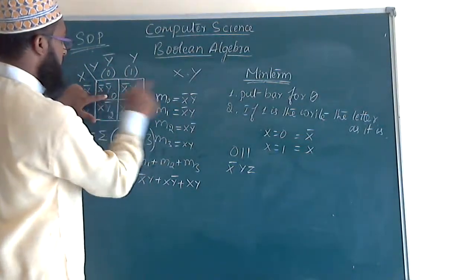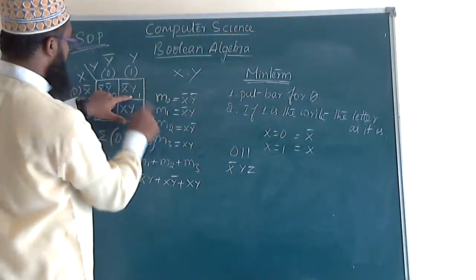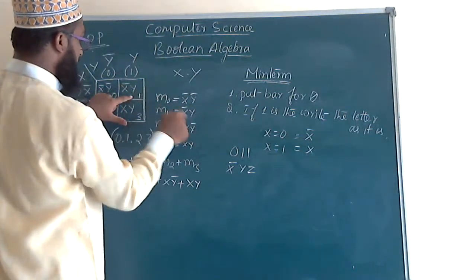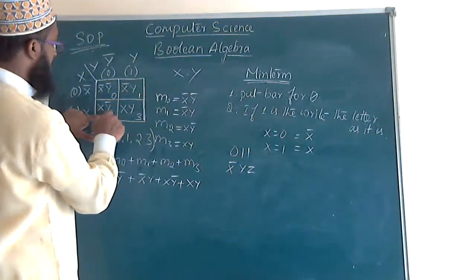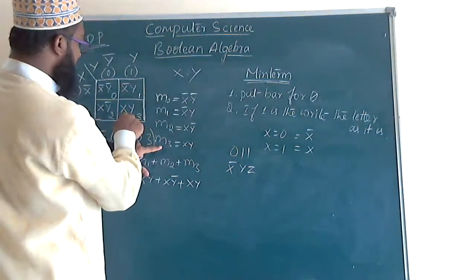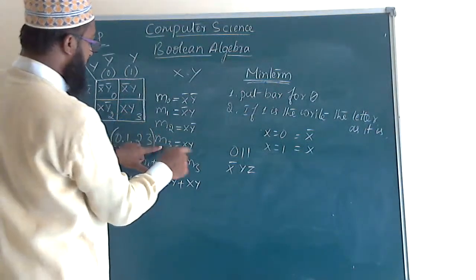M0 is equal to X bar, Y bar. Then M1 equals X bar, Y. M2 is this one. Write down the value X, Y bar here. M3 is this one. For M3, the value is X, Y, write down X, Y.